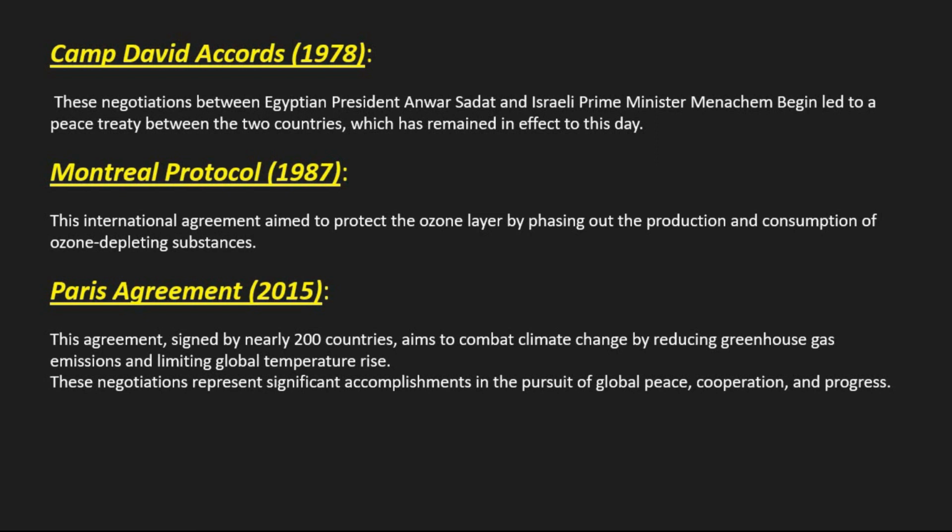Number 4. Montreal Protocol, 1987. This international agreement aimed to protect the ozone layer by phasing out the production and consumption of ozone-depleting substances.